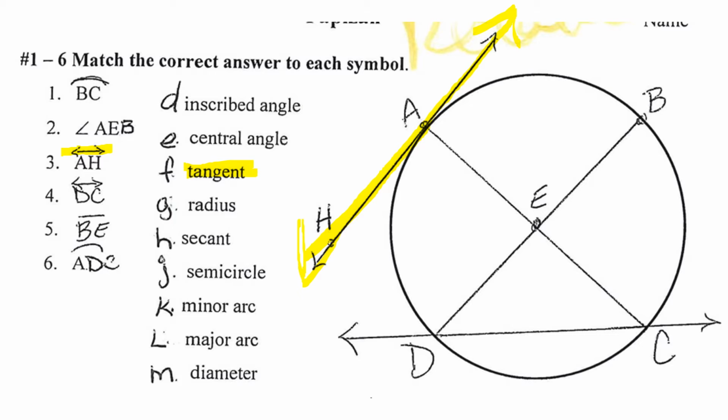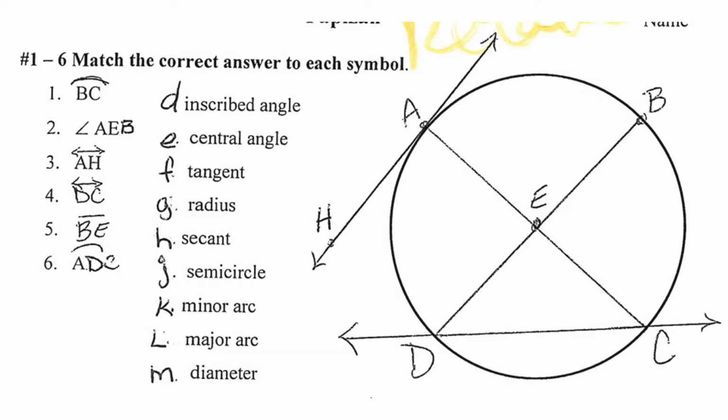Next, we have DC. Line DC is coming in the circle and going out. It's got an inside part, outside part. That's a secant. And then segment BE, that is a radius, as opposed to DB, which would be a diameter. Make sure you know the difference. If you don't by now, you're probably in trouble.